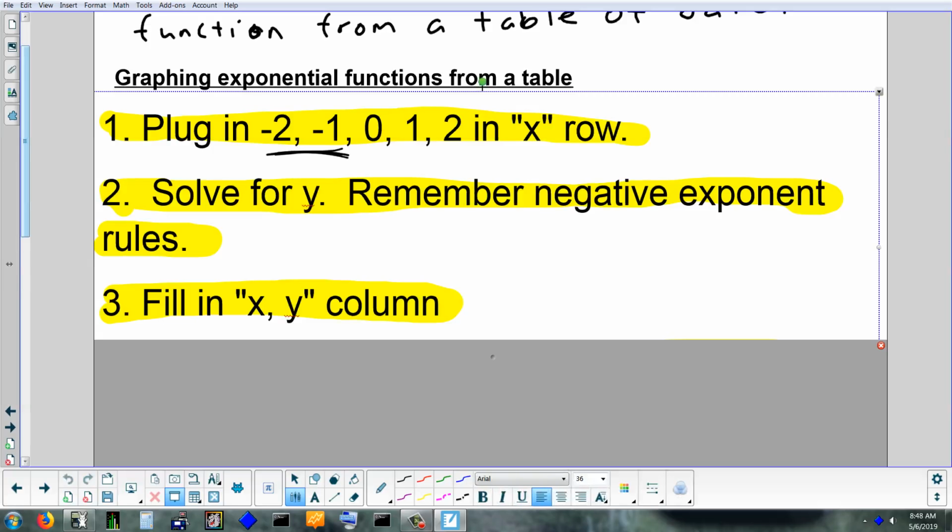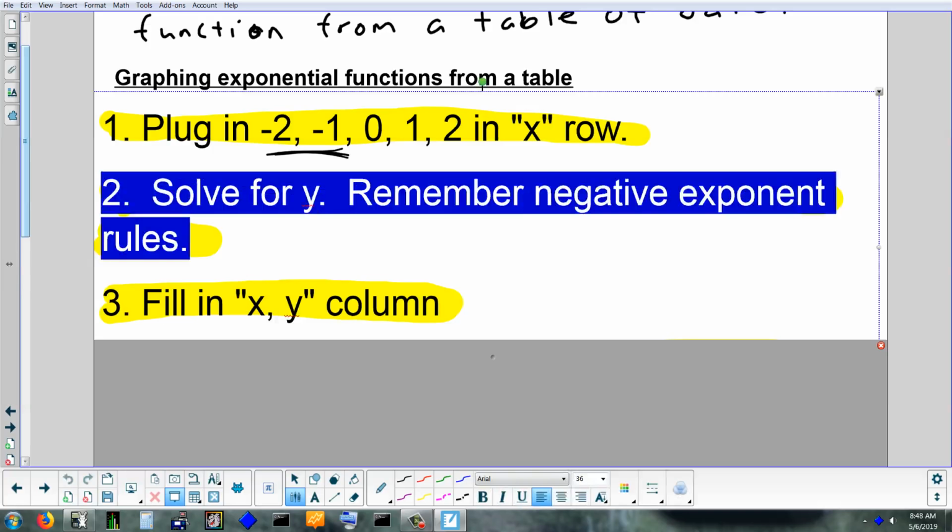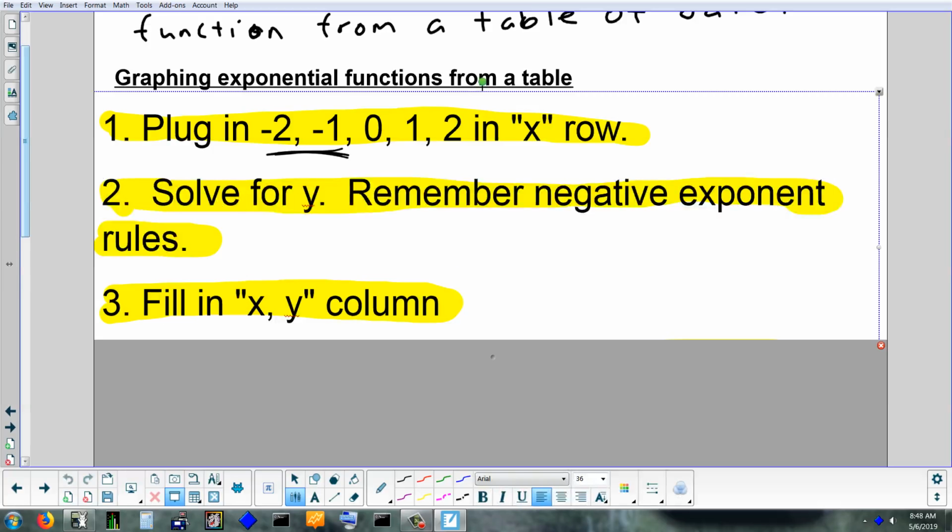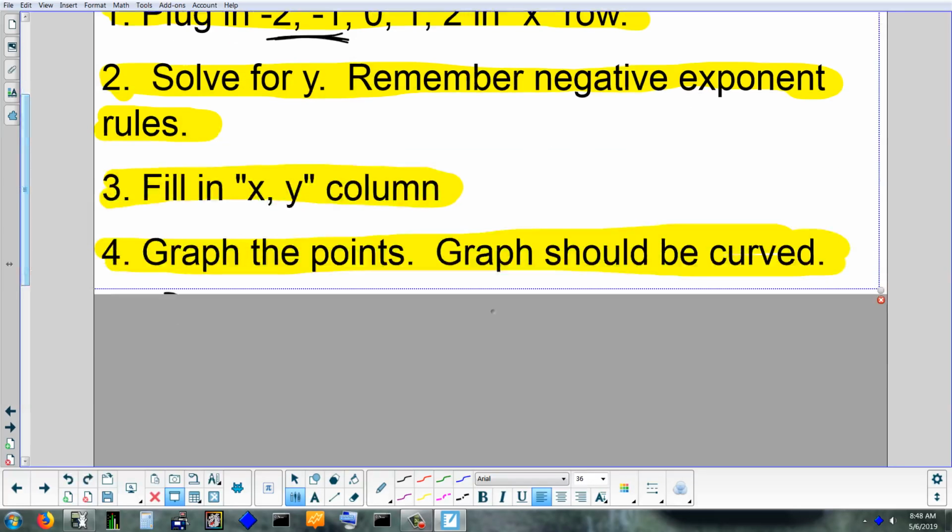Okay, so you're going to fill in an XY column. The x's are going to have the numbers -2, -1, 0, 1, and 2. That's where the x's are going to be. The y's, where are those going to come from? Step 2. So whatever you get for the y values in step 2. Now, the last part, once you have all these coordinates, all these x, y's, plot them.